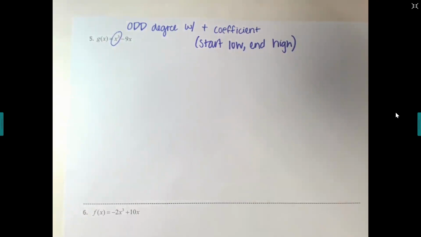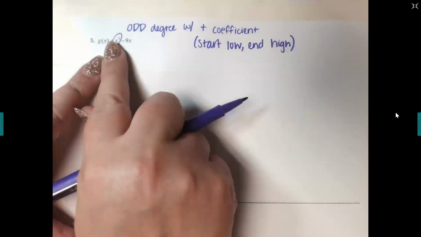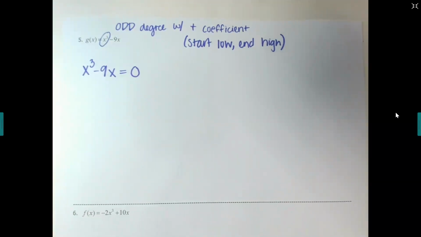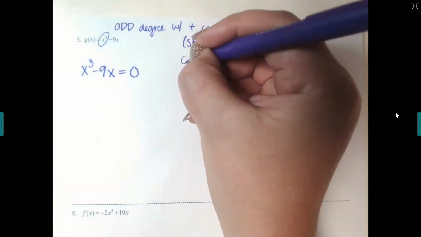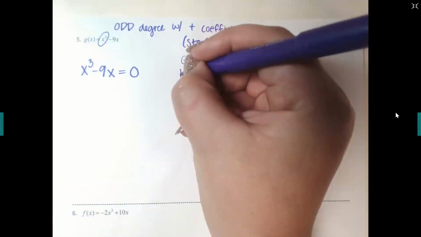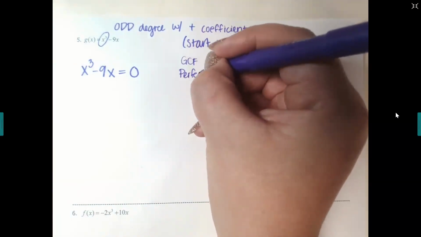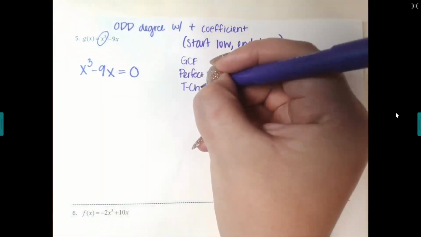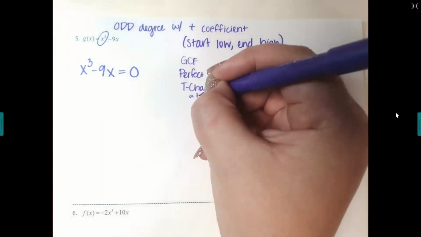Okay. Now, the question is, where does this pass through the x-axis? So let's set it equal to 0. Take your equation, x to the 3 minus 9x, set it equal to 0. Okay, let's review the 3 types of factoring. Okay, we talked about GCF. We talked about perfect squares. And we talked about T-chart, okay, which is the ABC method.